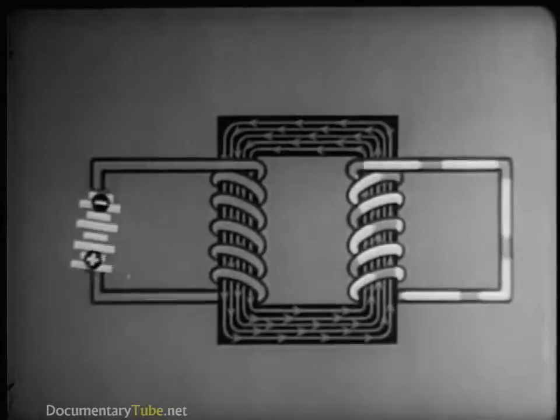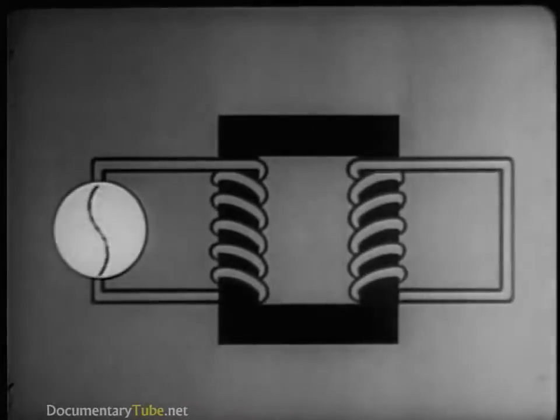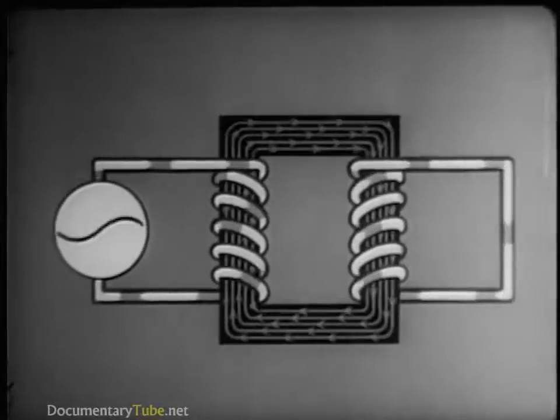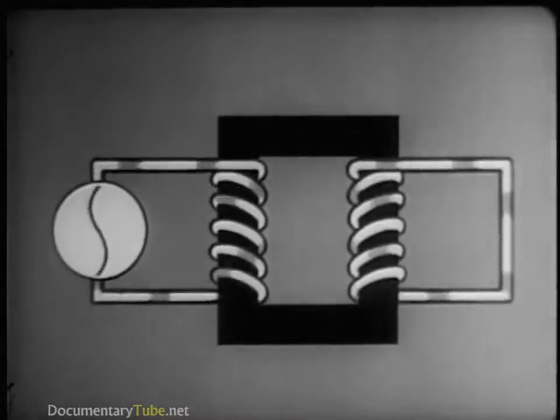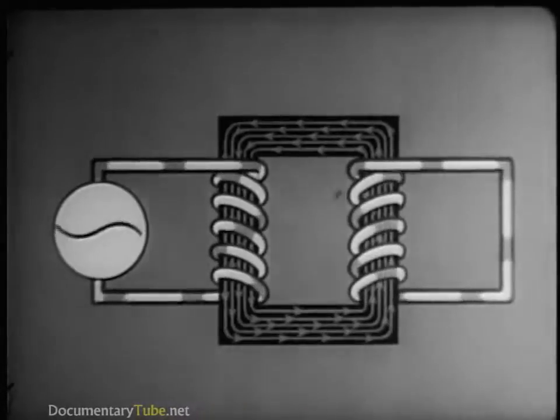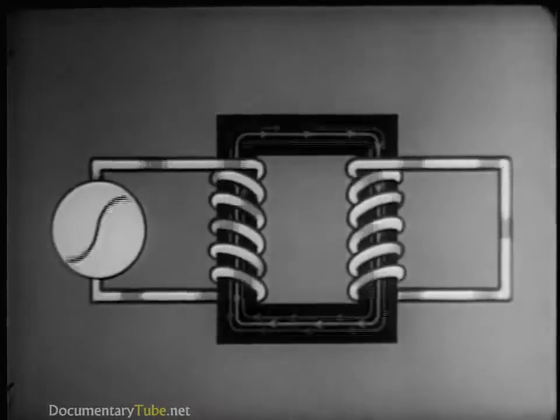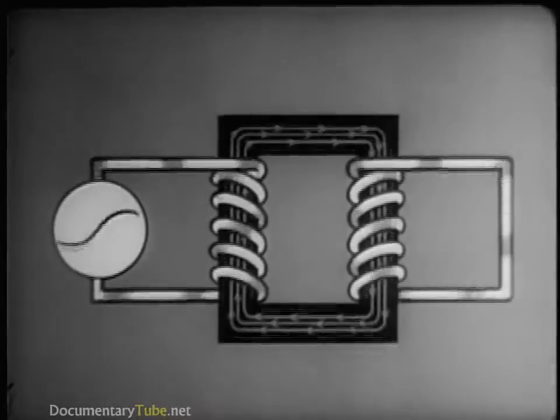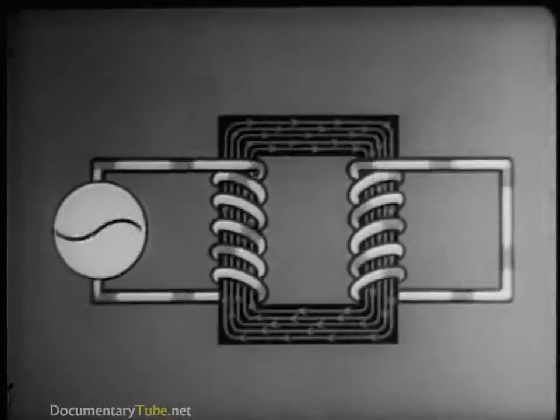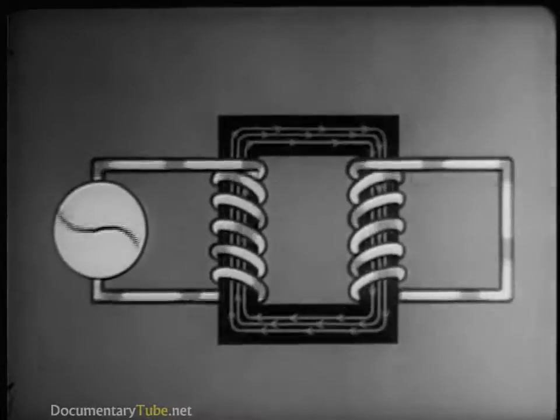By replacing the battery with an AC generator, we get a true alternating current, which is reproduced almost exactly in the second winding. Here's the second important fact about a repeating coil. It repeats alternating current practically unchanged.